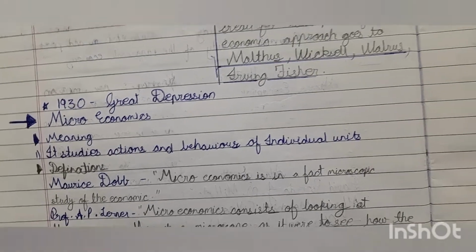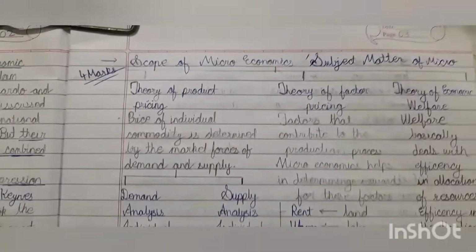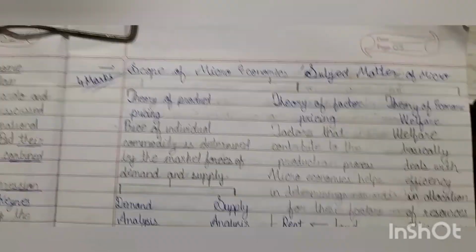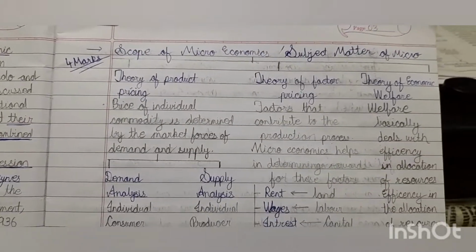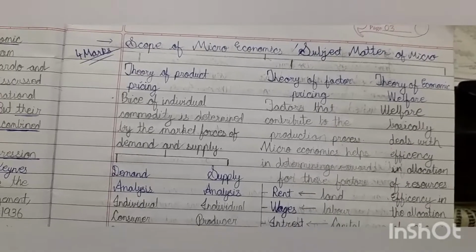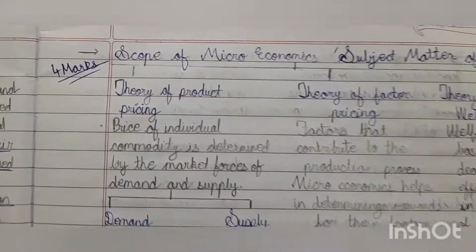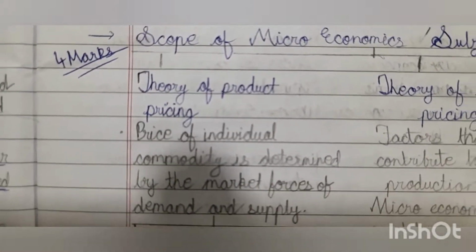Beginning with microeconomics, the first subtopic in microeconomics is scope or the subject matter of microeconomics. This is further divided into 3 points, which are again divided. Beginning with the first point, theory of product pricing.